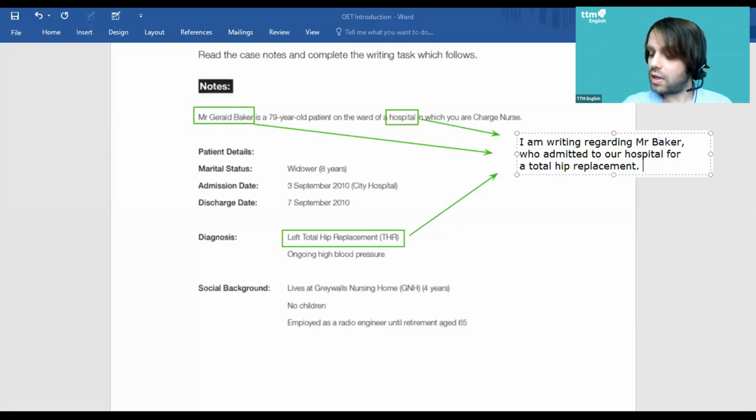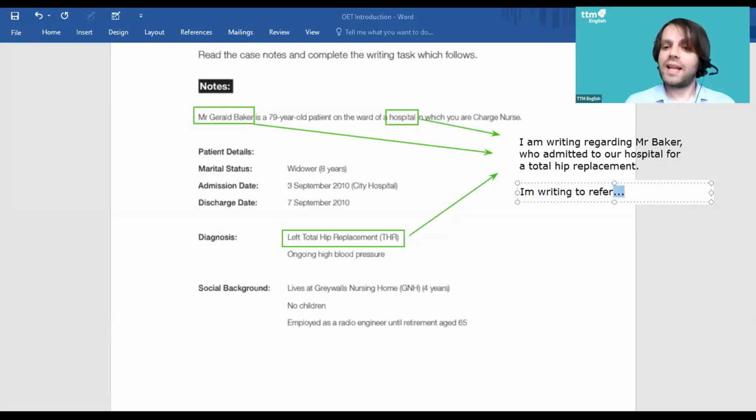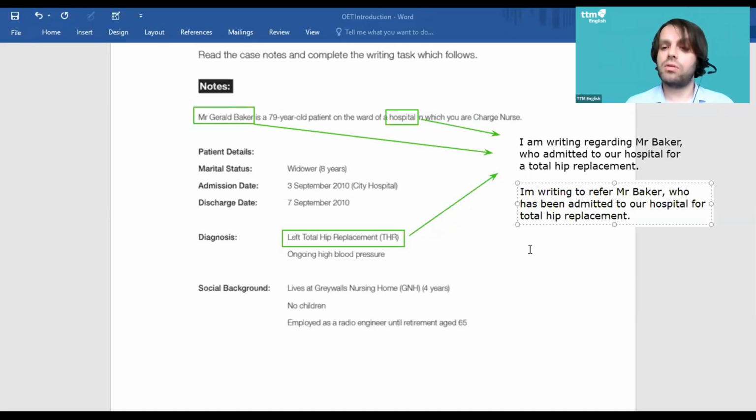Maybe Ridwana, if you're there, or Isabel, or Allah. So I'm writing to refer Mr. Baker, comma, who has been admitted to our hospital for total hip replacement surgery. Say that again. I'm writing to refer Mr. Baker, who has been admitted to our hospital for total hip replacement. Okay. As I say, you can have your own variations, okay?